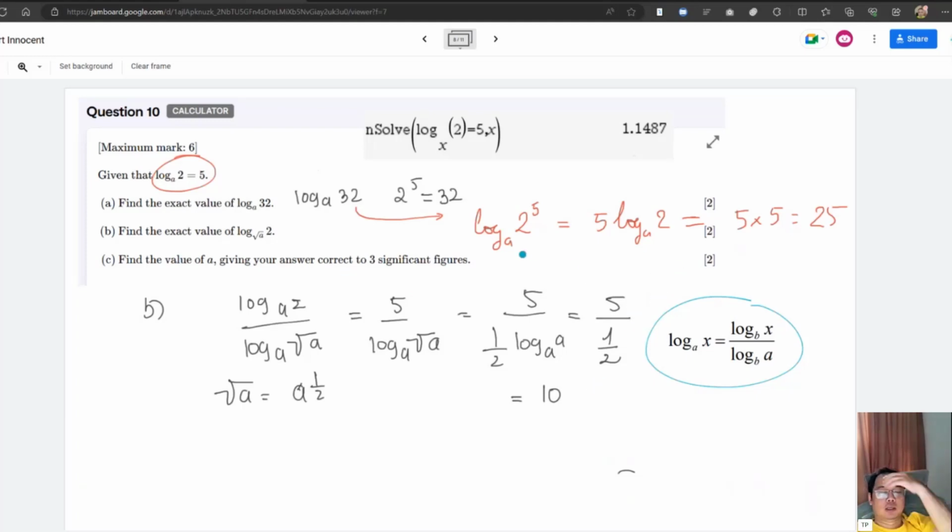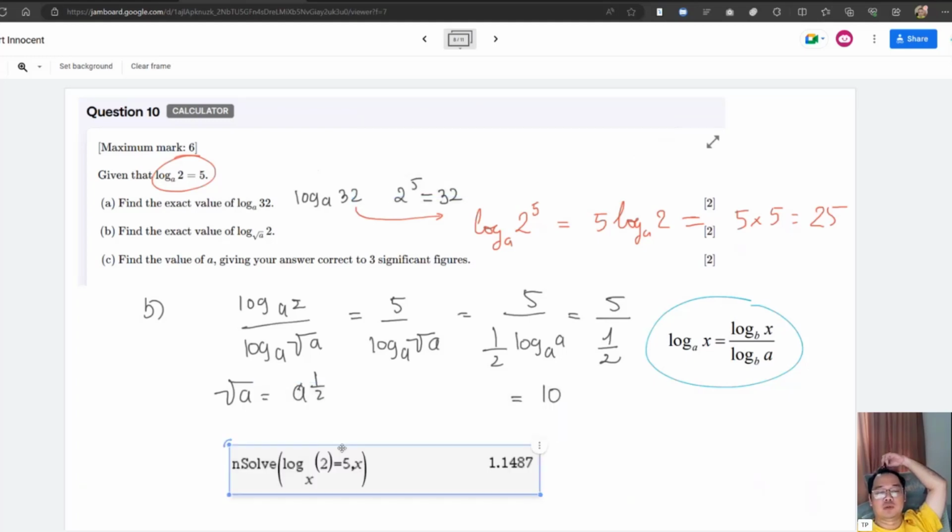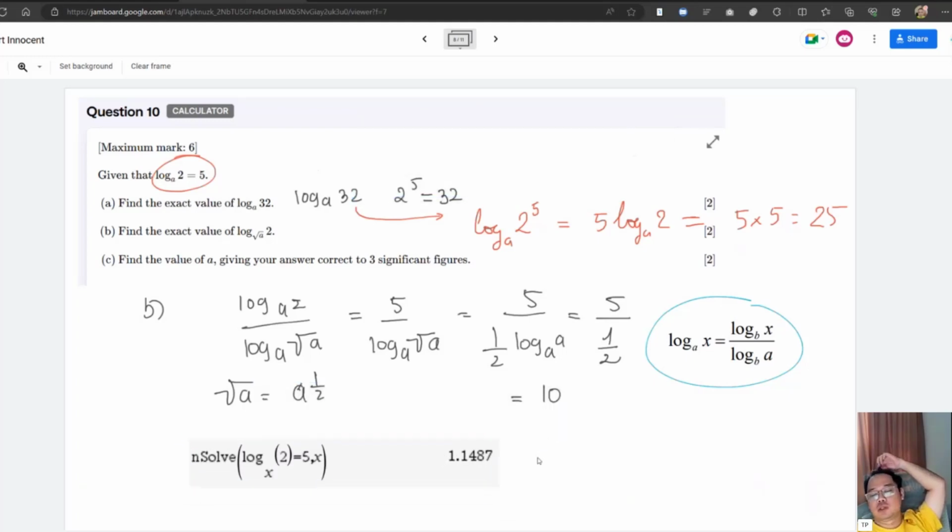Question C. Find the value of a, giving your answer. Okay, value a, we find it with the calculator. There's no other way, definitely, using the calculator. So in your solution, you just need to write using GDC, graphing calculator, GDC. Okay, using GDC, and you get the final result here.